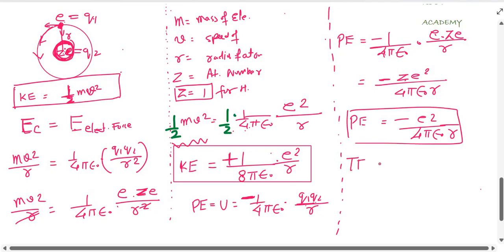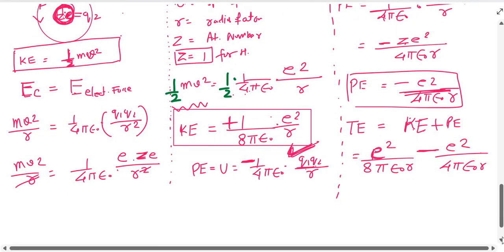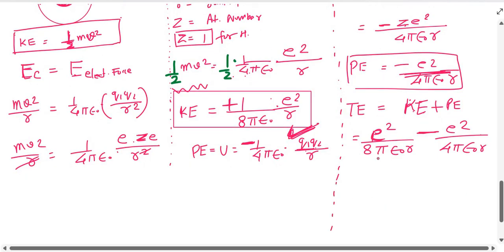Now let's do total energy. What is the total energy formula of the electron? Kinetic energy plus potential energy. This is the formula, right? So kinetic energy is this. Let me write down: kinetic energy is E square over 8 pi epsilon naught r, and this one minus, because potential energy, you can see, is minus E square by 4 pi epsilon naught r. Is it clear? Now what can we do here to calculate? What is the LCM of these two? It is 8 pi epsilon naught r.